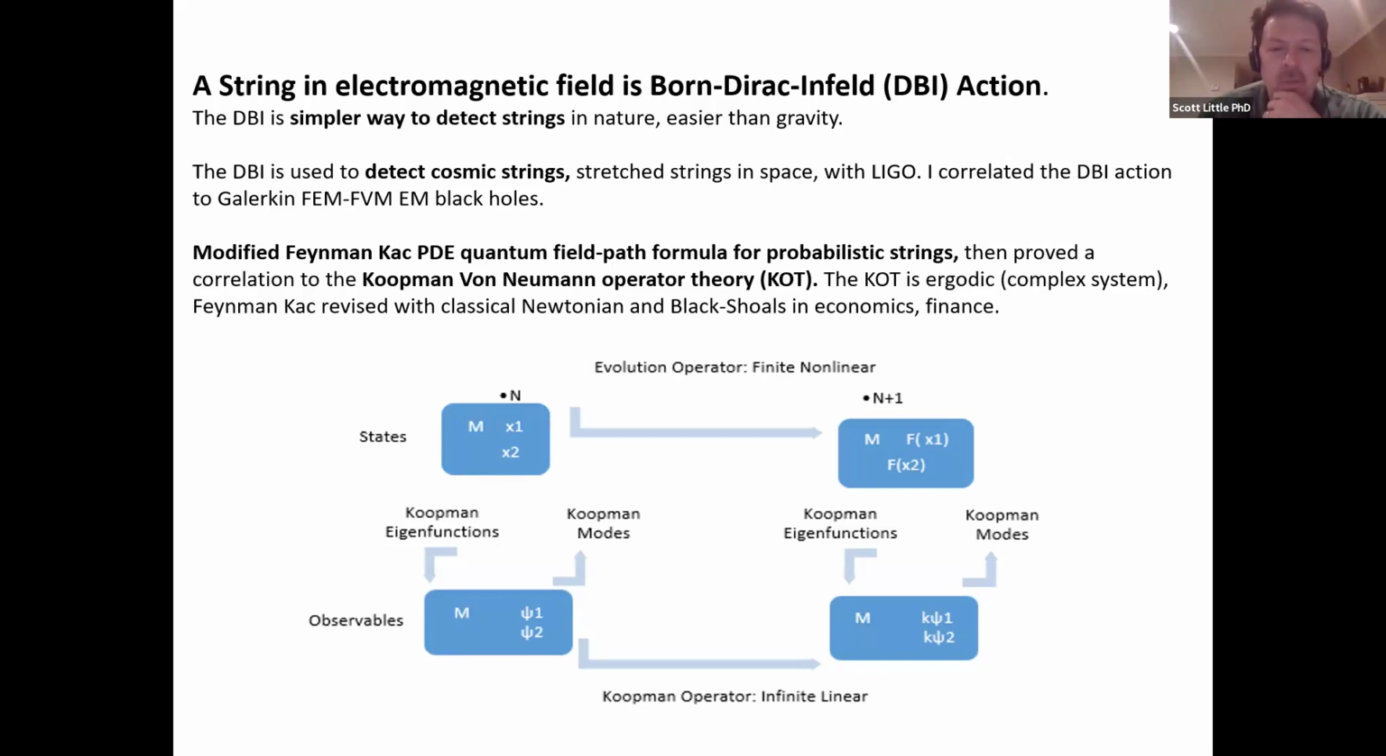And then I modified what's called the Feynman-Kac, if you're familiar with quantum path integrals, if you've ever heard of that, for probabilistic strings, and then showed a correlation with the Koopman-von Neumann operator. The Koopman-von Neumann operator is a way to classically explain a lot of the things happening with gravity in a classical way without having to quantize it. But it's also a way to revise the path integrals to include classical Newtonian types of things.